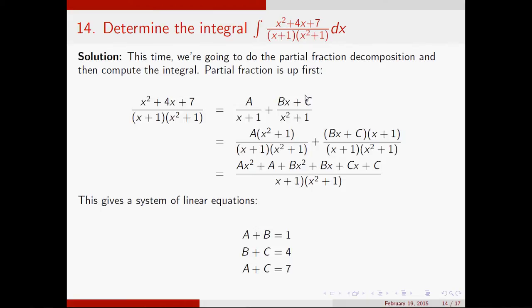My x squared terms, I've got an A and a B, so A plus B equals 1. My x terms, I've got a B and a C, so those add up to 4. My constant terms, I have an A and a C, those add up to 7. Again, the 1, the 4, and the 7 are coming from the numerator of what we originally started with. You can solve that system of equations quickly on your Inspire. It'll give you A equals 2, B equals minus 1, and C equals 5. Now that we've got those, we can go ahead and work with the integral.